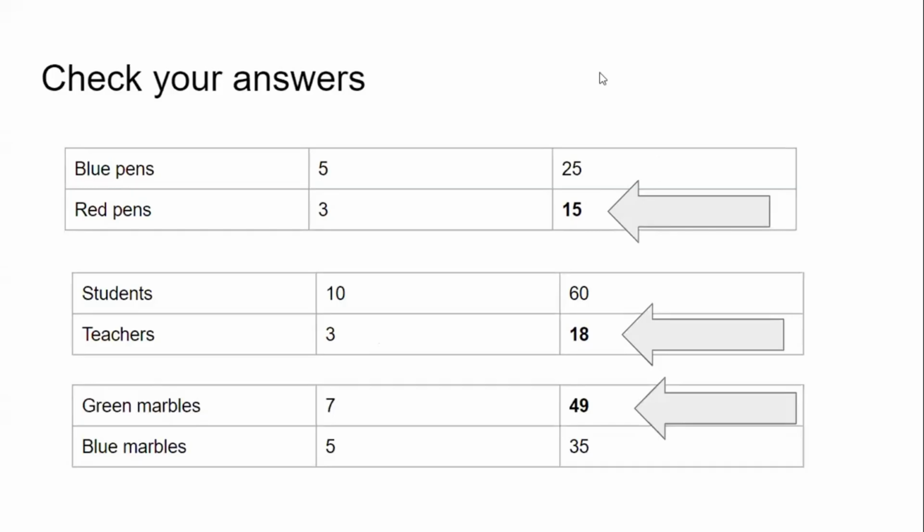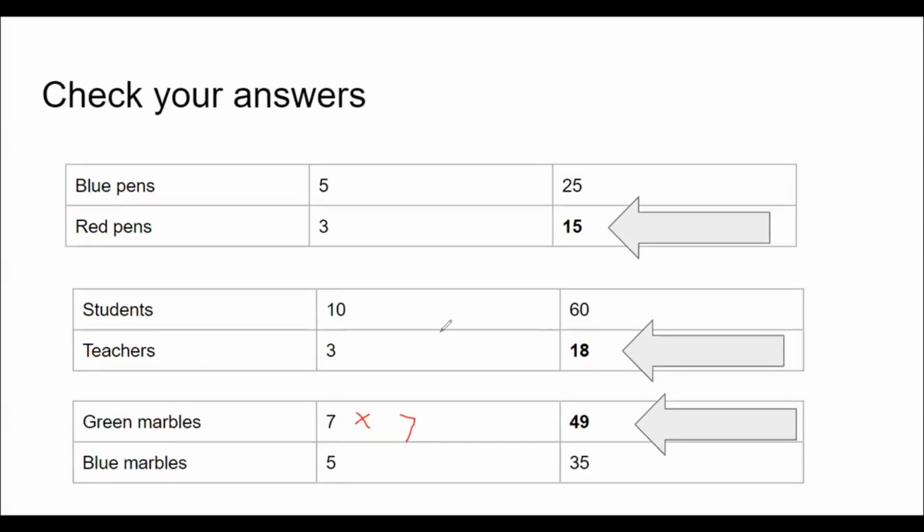All right, next one is 49. And it's 49 because, sorry, for this one, it's a little bit different. You do it on the bottom here. 5 times 7 is 35. So 7 times 7 is 49.